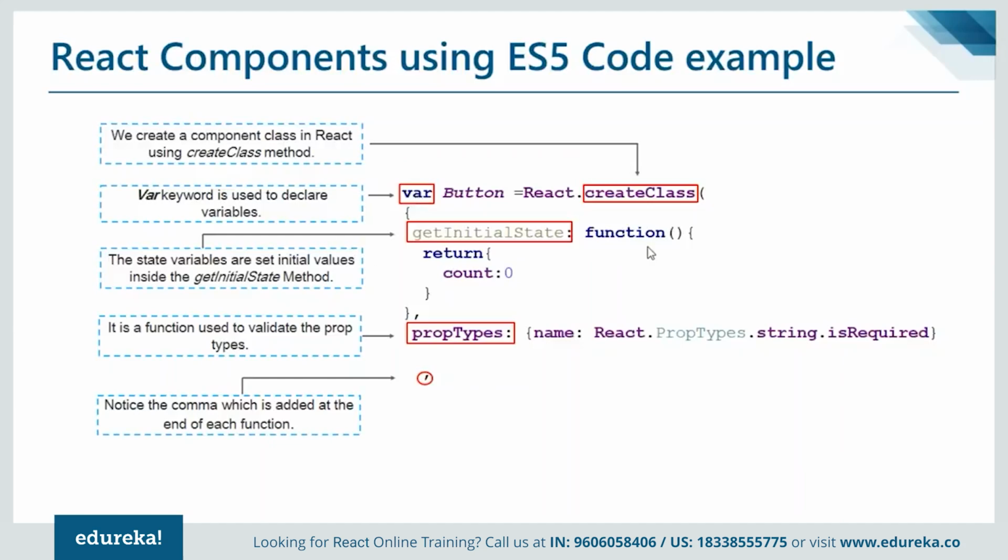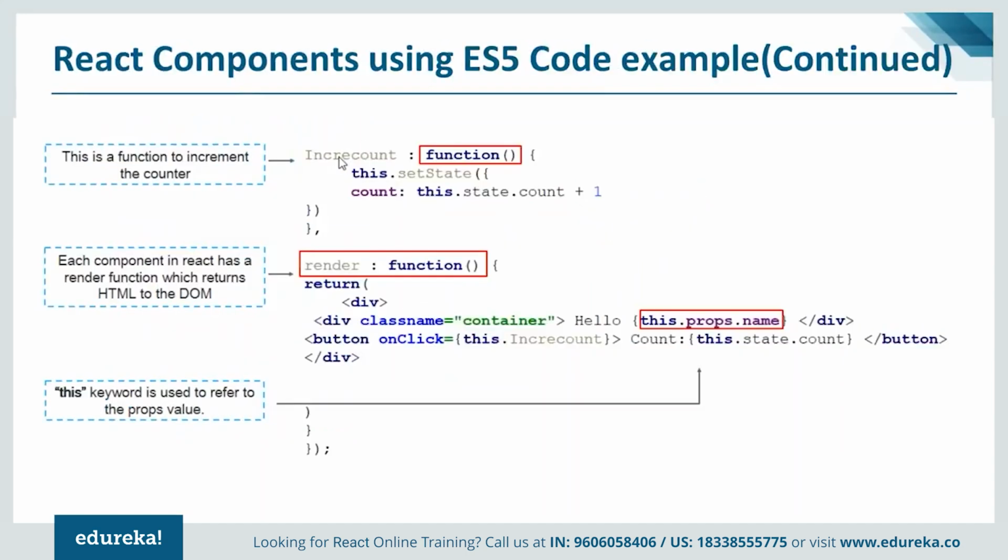The state variables are getting initialized in the getInitialState method. And since it is a function or a method, there needs to be a comma separating them. There is a comma added to the end of each function. Now, continuing, we have another function called increCount. This is a function to increment the counter. And at last, we have a render function. These two functions are again separated by a comma over here.